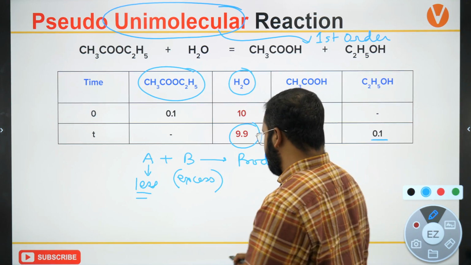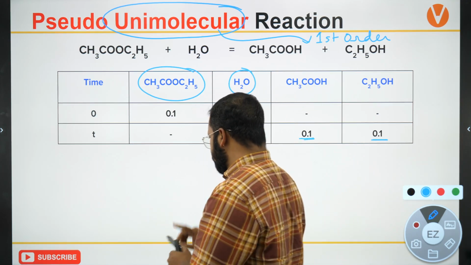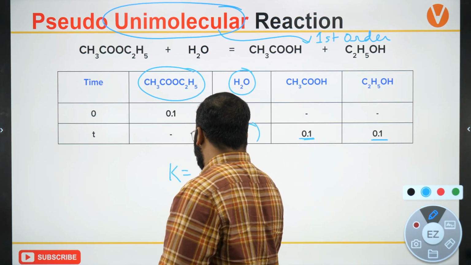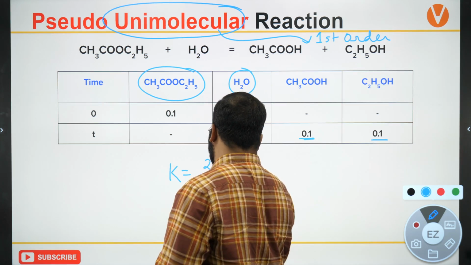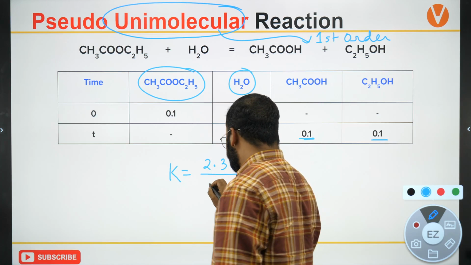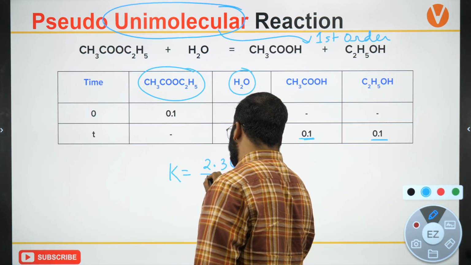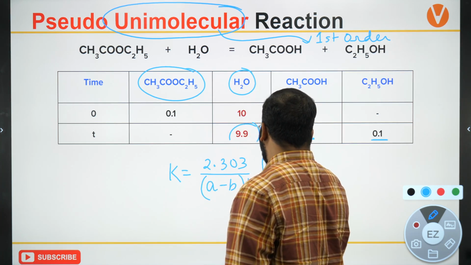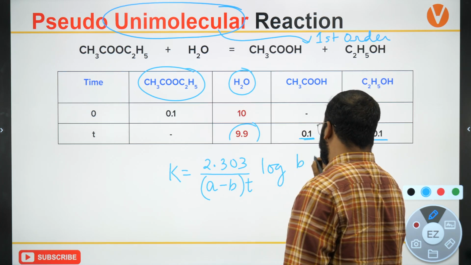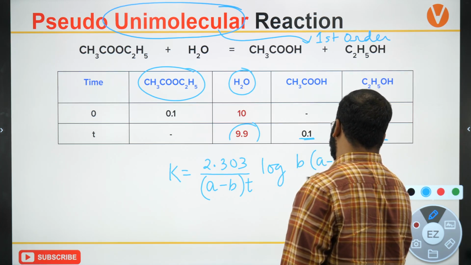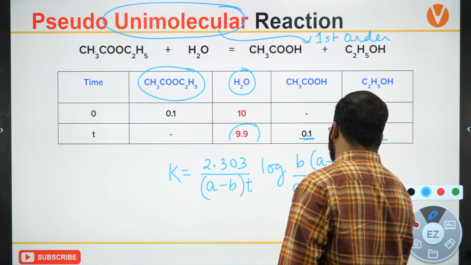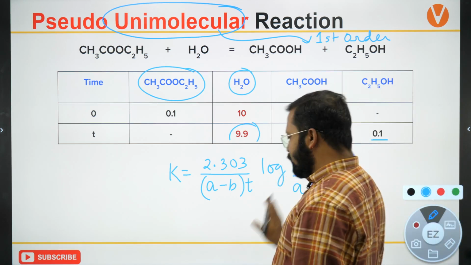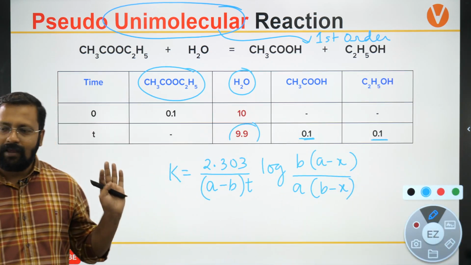Now when we write the rate constant for this reaction, the rate constant will be like this: K is equal to 2.303 upon A minus B times T log of B A minus X by A B minus X. Okay, this is what it will look like. Equation इस तरह का आता है.